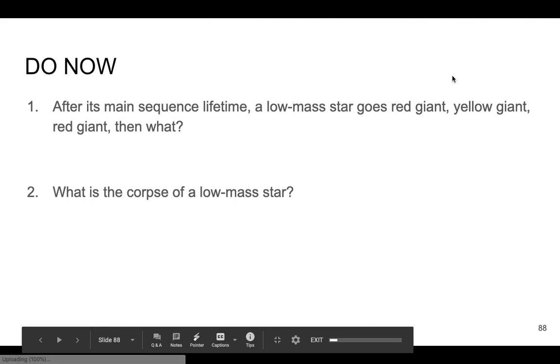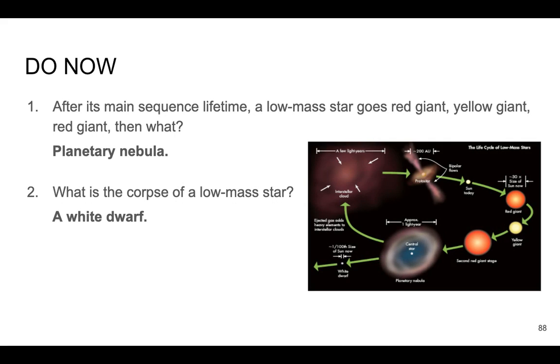So after its main sequence lifetime, a low mass star goes red giant, yellow giant, red giant, and then what? After that, the next stage of its life is planetary nebula. Well, this is really its death. So what is the corpse of a low mass star? The corpse of a low mass star is a white dwarf. So for stars less than 8 times the mass of the sun, they'll live their life, they'll do their thing for a very long time. And then at the end, they're going to die in a planetary nebula, and the corpse they leave behind is going to be a white dwarf.